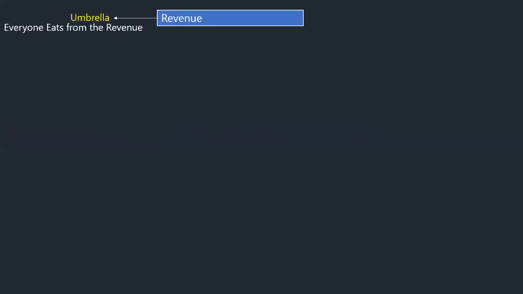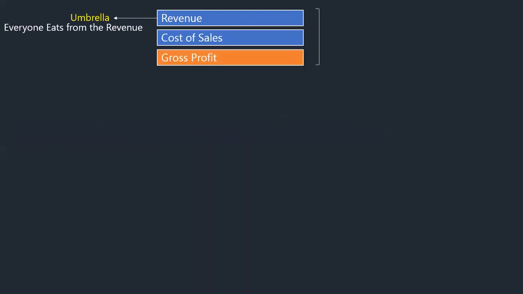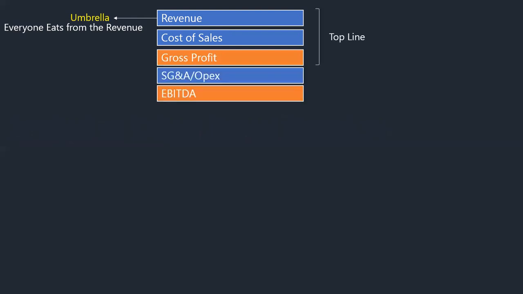Revenue, as I said, is the umbrella. Everyone eats from this revenue. The first people who contribute directly are cost of sales, and we have our gross profit, which we call our top line. SG&A, we deduct that, then we have our EBITDA. And this is what we call the core business operation.